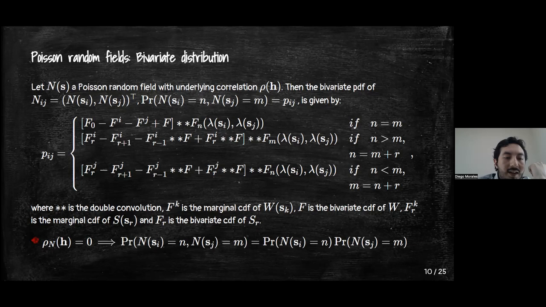Another interesting characteristic of this bivariate distribution is one that in general only the multivariate Gaussian distribution has: that correlation equal to zero implies independence. In that case we have the same property. So when the correlation of the Poisson random field is zero, we can write the bivariate PDF as the product of the marginal distributions. In other words, they are independent.